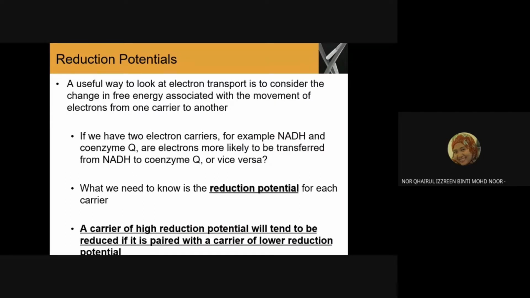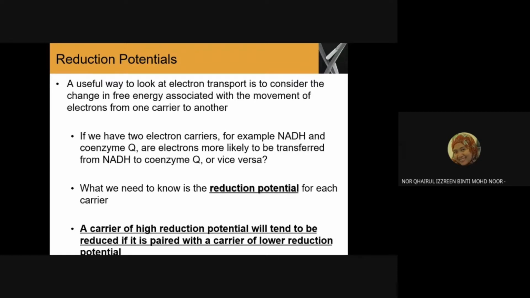Before we move into complex 1, 2, 3, 4, we look into a bit of reduction potential. I won't teach a lot of this reduction potential, I just want you to have an idea how electrons can be moved from one carrier to another. For example, consider the change in free energy associated with the movement of electrons from one carrier to another. How can an electron jump from one to another?